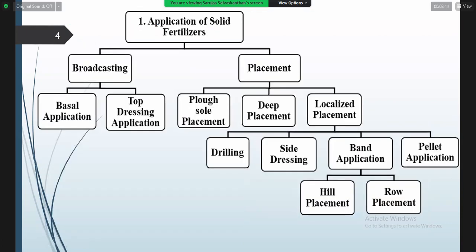Now, application of solid fertilizer: we can apply two methods, broadcasting and placement. Broadcasting has two types, basal application and top dressing application. Placement has three types: plow sole placement, deep placement and localized placement. Under localized placement there are drilling, side dressing, band application and pellet application. Under band application, we can see two, hill placement and row placement. We will see them one by one.